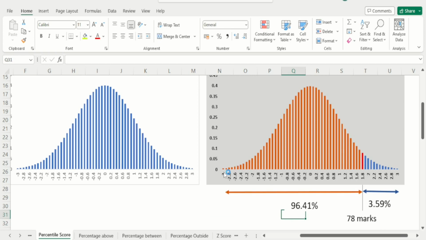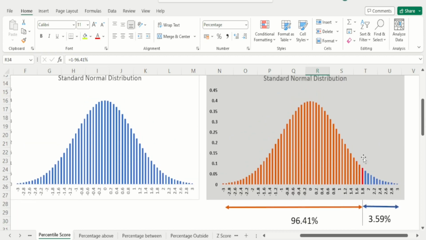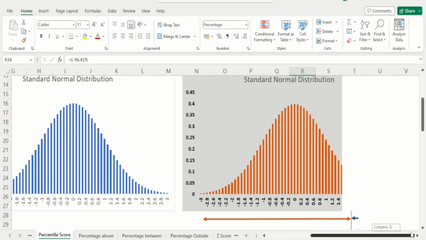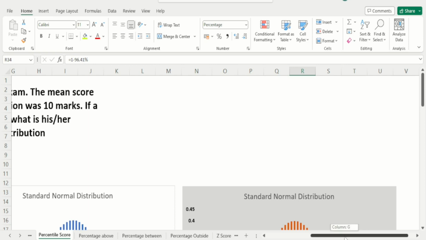We also know that the complete area of this standard normal distribution is 1. So we know that if 96.41 lies below that data point, then what is the value that lies above that data point? This is the corresponding value, which is 3.59%. So now we understand that the brown colored section is 96.41 and the blue colored section towards the end is your 3.59%. So this is how we can calculate the percentage of data distribution which is less than a given number.